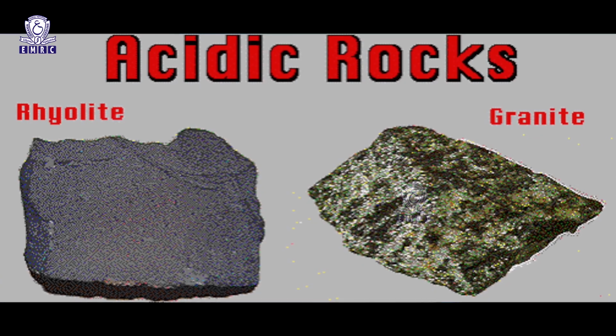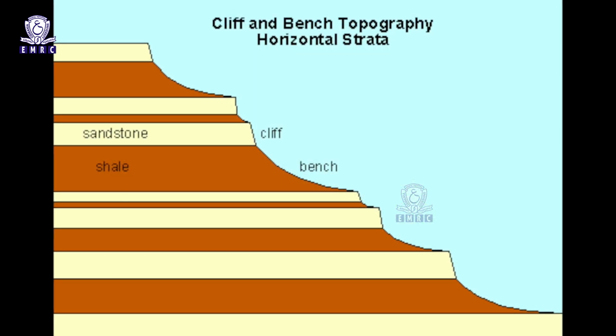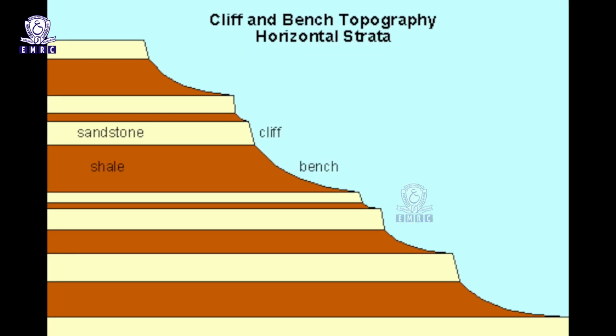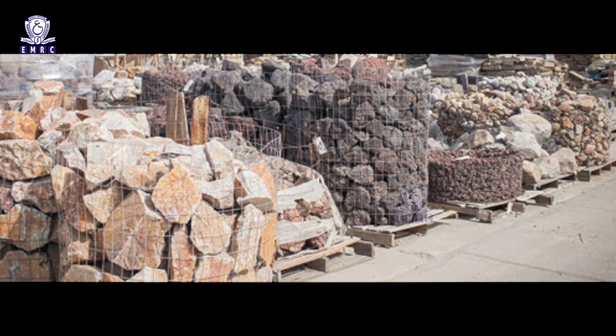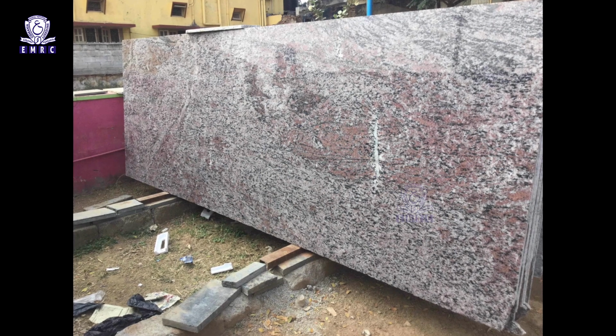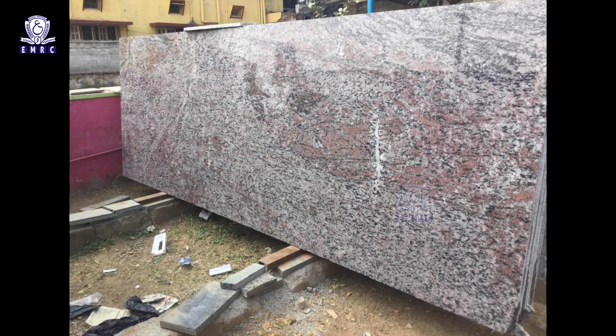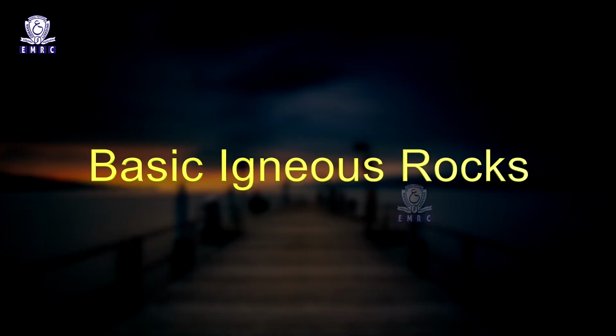Acidic igneous rocks generally lack iron and magnesium. They are hard and relatively resistant to erosion. These rocks are light in weight and are used as building materials. Quartz and pink feldspar are the dominant minerals. Example, granites. Basic igneous rocks have a lower amount of silica content.